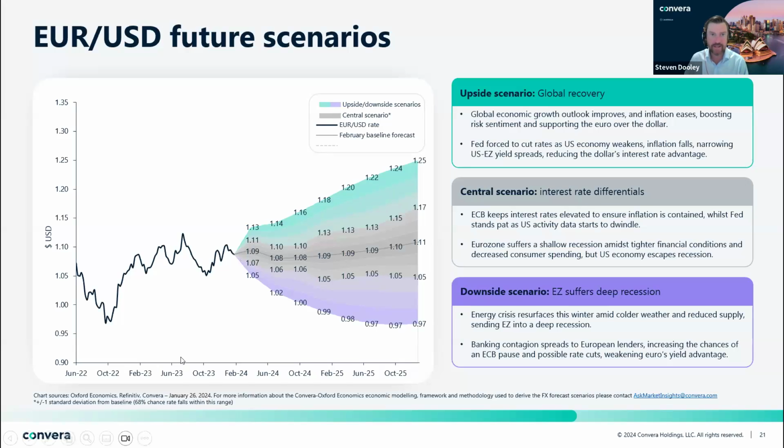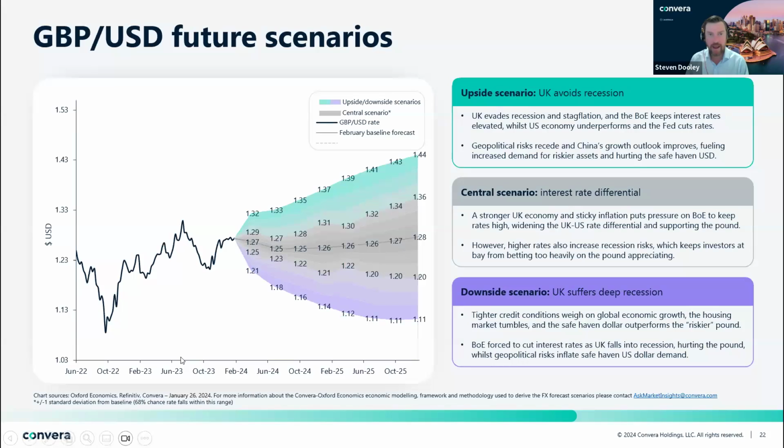around 1.06. In the British pound, again, as we mentioned, it has held steady, a steady view over the medium term, but it does have the capacity to move up to 1.28, 1.31, and to the downside, potentially down to around 1.21 over the course of this year.